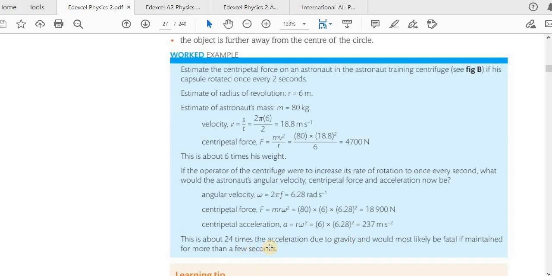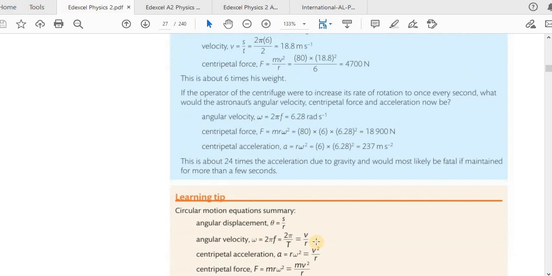This is about 24 times the acceleration due to gravity and would most likely be fatal if maintained for more than a few seconds. That's why I told you people can feel dizzy if they do this too fast. Similarly, if you're in some vehicle that is moving very fast, again you can feel dizzy at times. Especially in amusement parks, they have these extreme rides on roller coasters and other machines, and some people faint because of that.